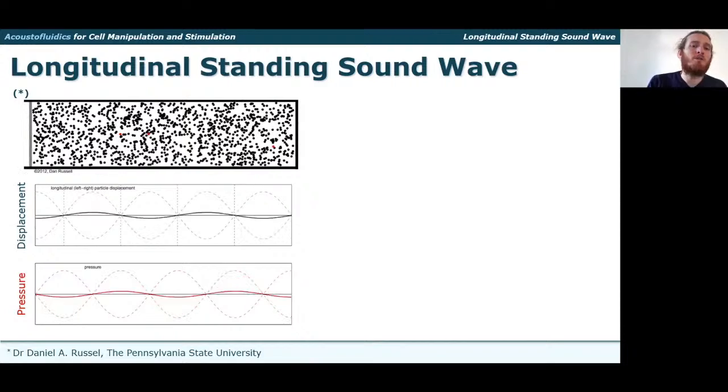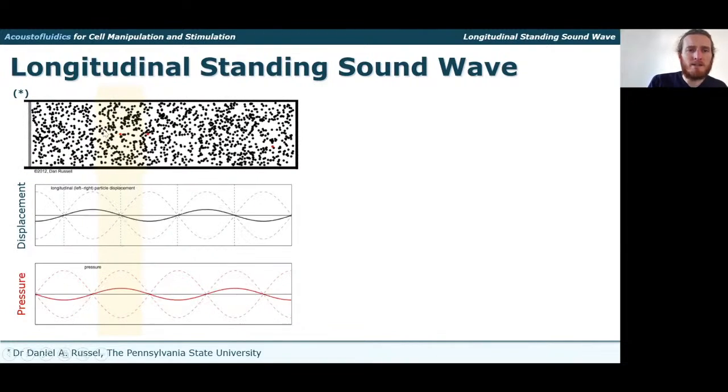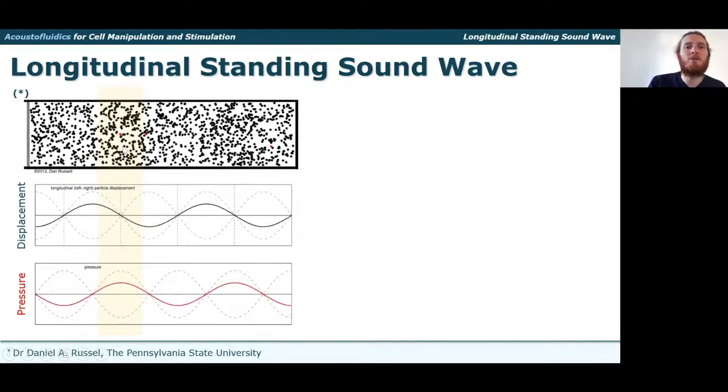Let's focus now on the pressure field, and particularly on a region which is located nearby the displacement node. So this region here. As you can see, when the fluid particles in proximity to the node tend to move towards the node, the local density of the medium increases, which results in an increase in pressure. Vice versa, when the particle tends to move away from the displacement node, the pressure reduces as the local density reduces.